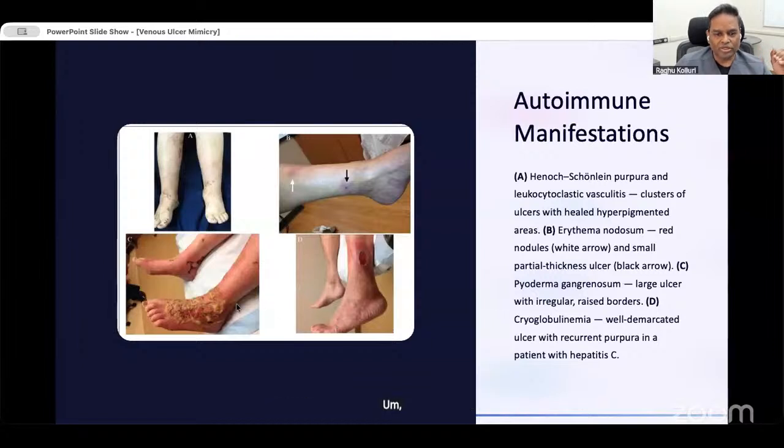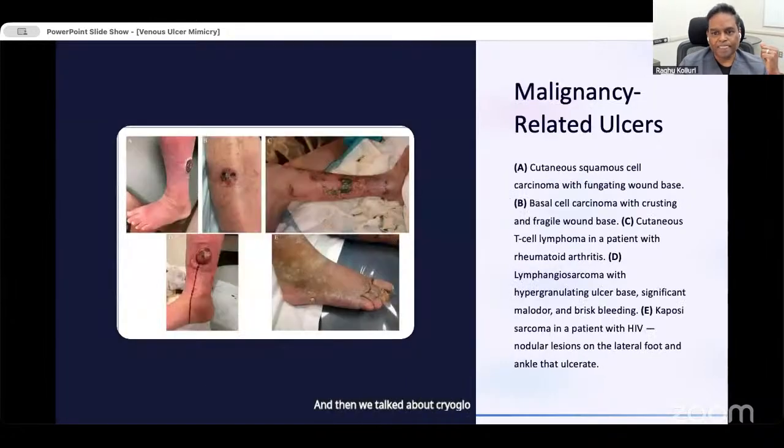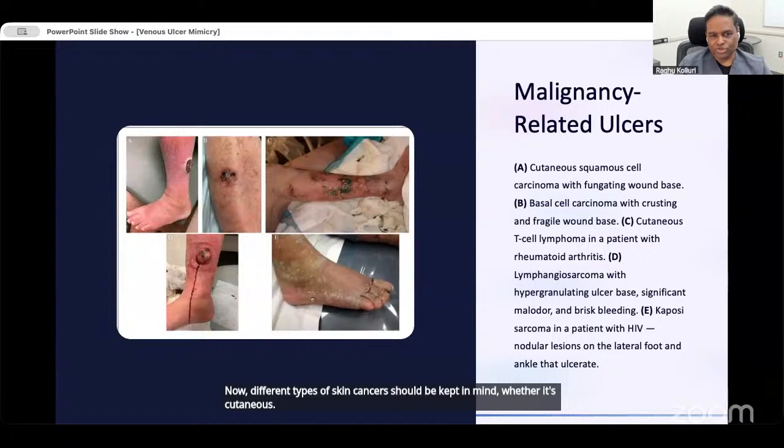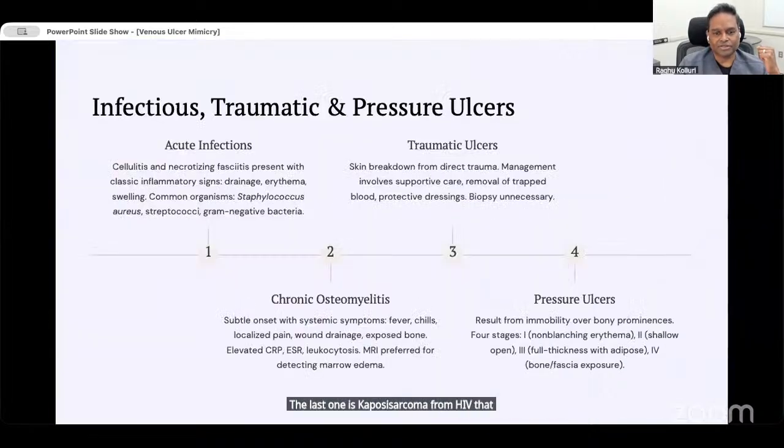The more common one is the pyoderma gangrenosum. We can talk about it during discussion. And then we talked about cryoglobulinemia. Now, different types of skin cancers should be kept in mind, whether it's cutaneous squamous cell, or basal cell, or T-cell lymphoma. One is lymphangiosarcoma. And all these bleed briskly. They're fungating, hypergranulated. The last one is Kaposi sarcoma from HIV that are nodular, then ulcerate as well.